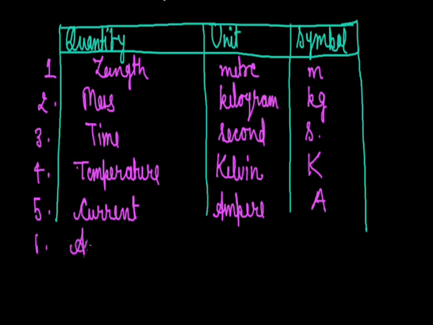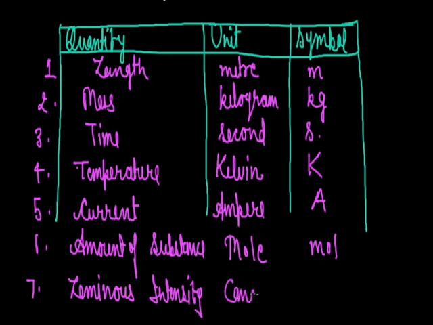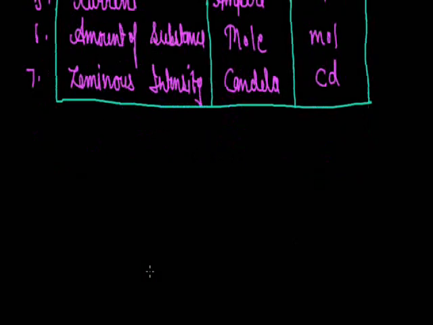Next is amount of substance. Its unit is mole and the symbol is mol. Next is luminous intensity. Its unit is candela and its symbol is cd, small c, small d. So this is the table for the SI units of the 7 basic quantities, which are length, mass, time, temperature, electric current, luminous intensity and amount of substance.